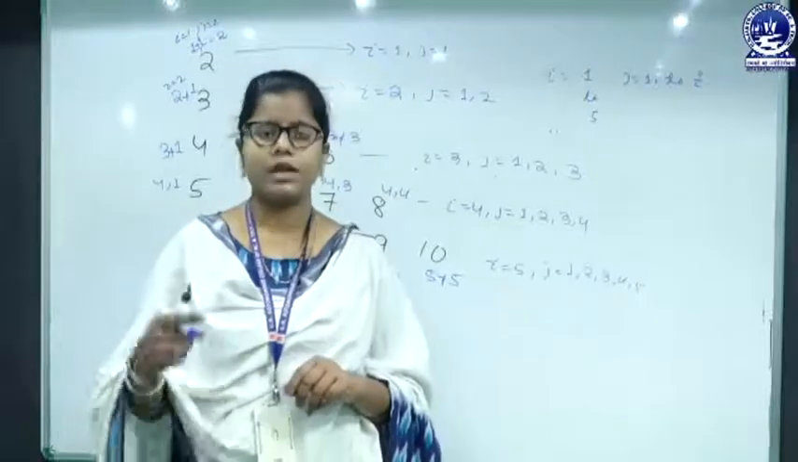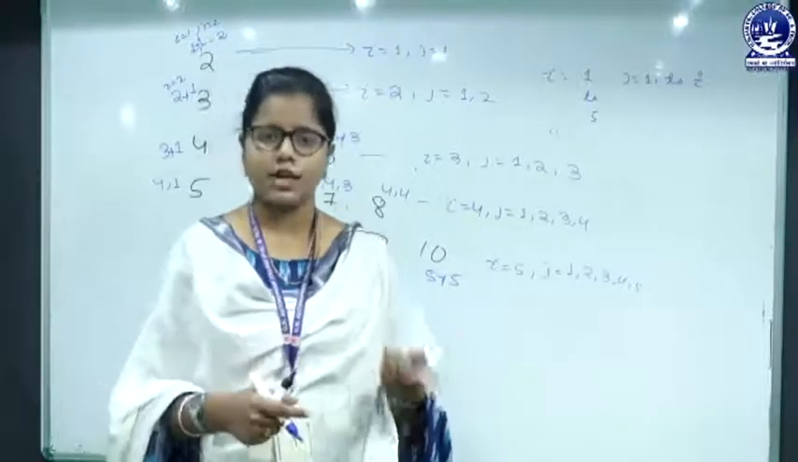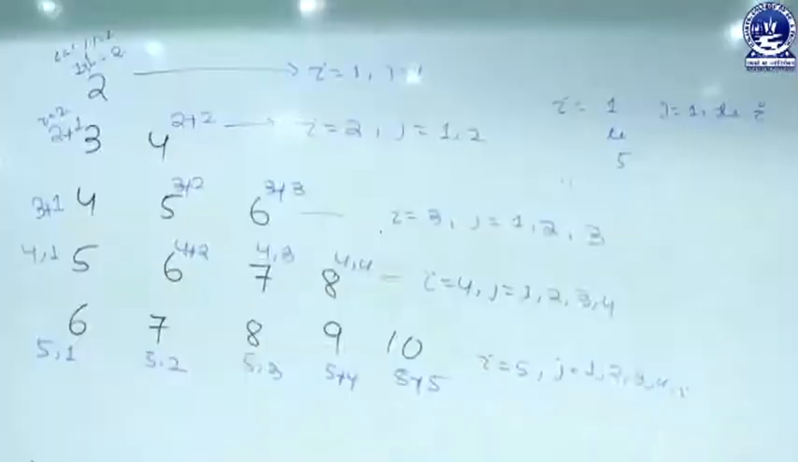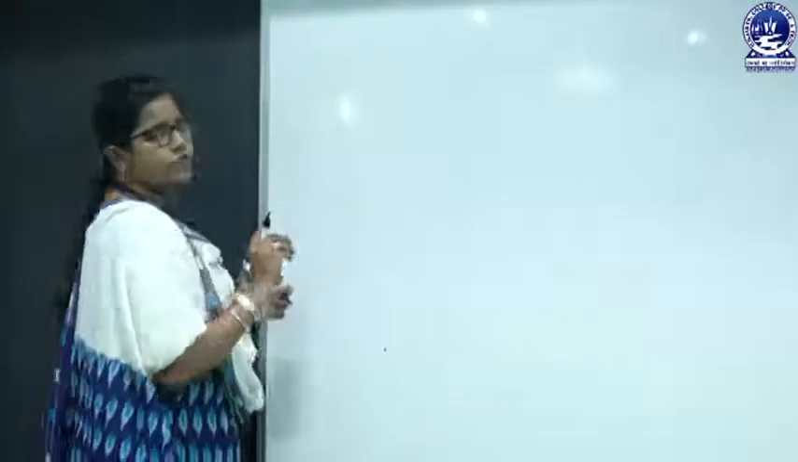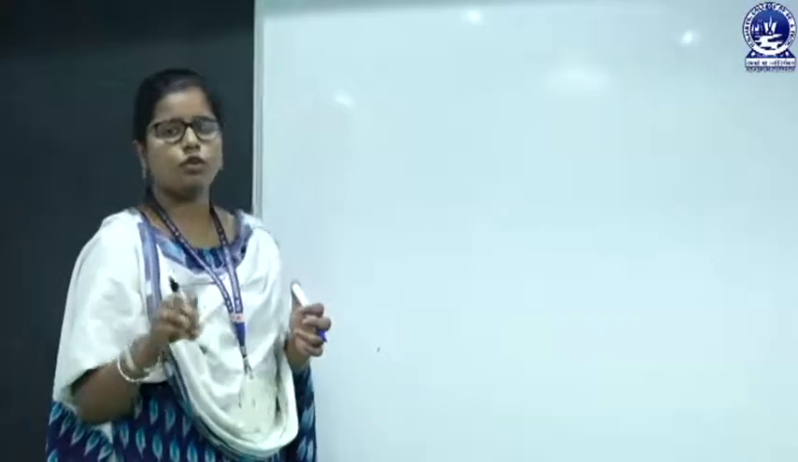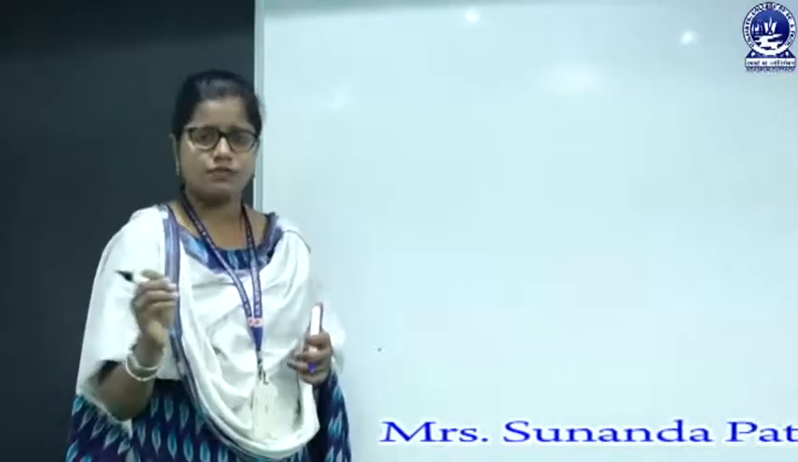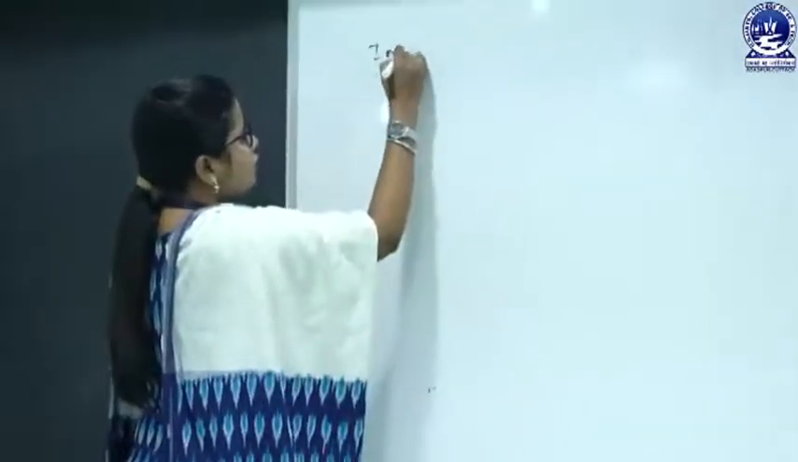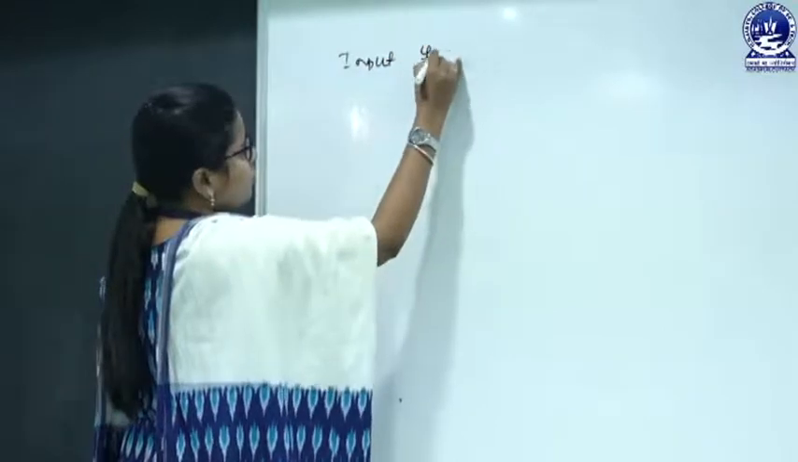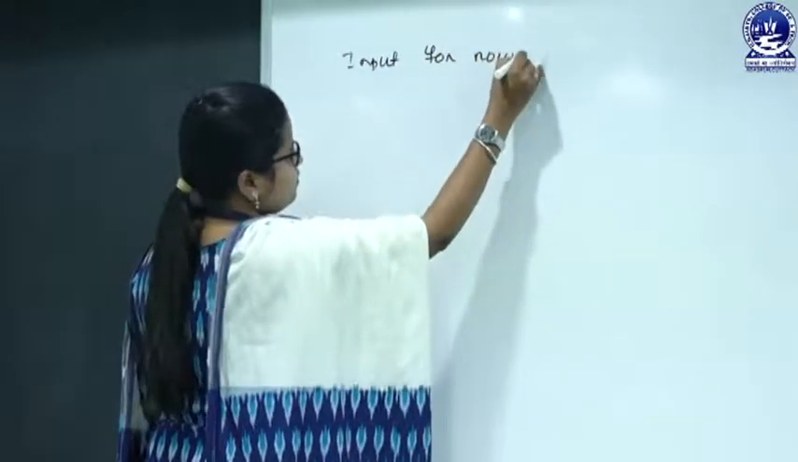So J is completely depending on I. So let's write the pseudo code for printing this pyramid. First we need to take the value for row, because we are not dealing with column value. The column position is depending on the row value. So first we will take input for row.